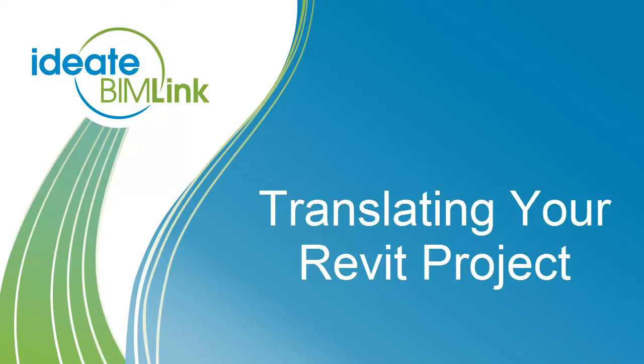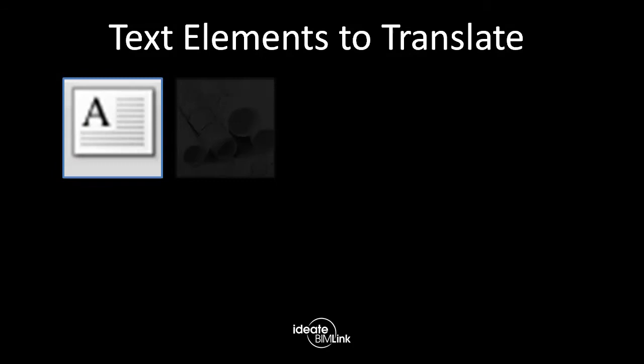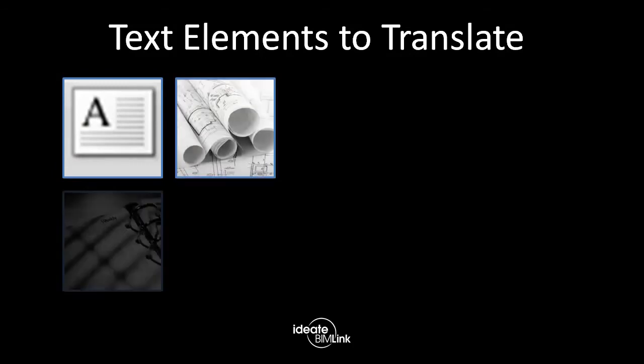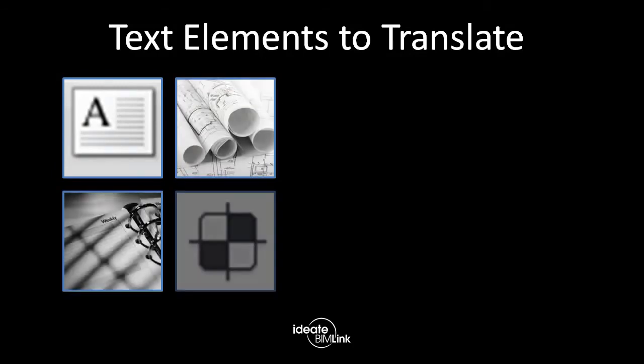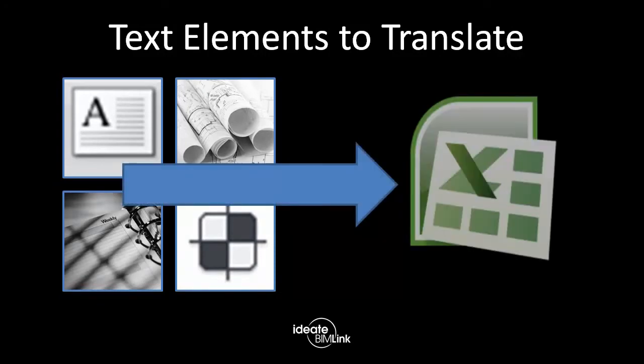Translating a Revit project is easy with Ideate BIMLink. In this tutorial, we'll cover the basic translation workflow. There are four primary sources for text: text elements, sheet and view names, parameter values within schedules, and text used within note blocks. We'll tackle the text elements first and see how Ideate BIMLink makes translation easy.